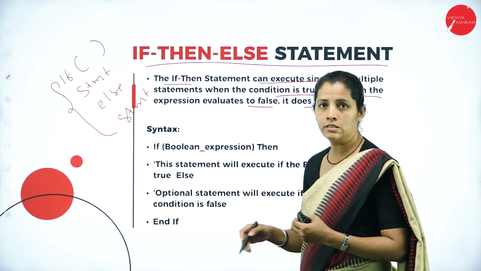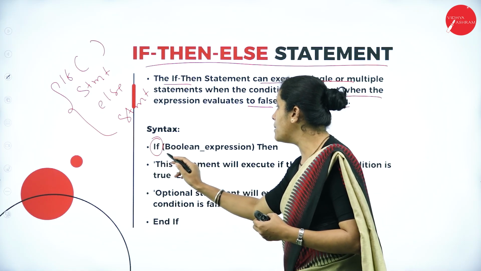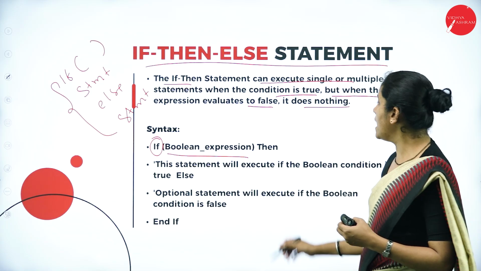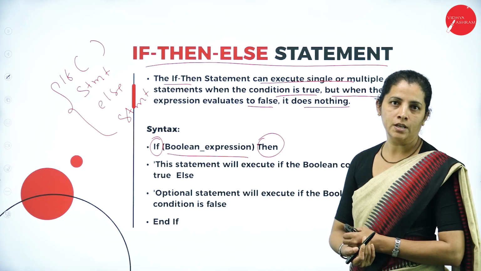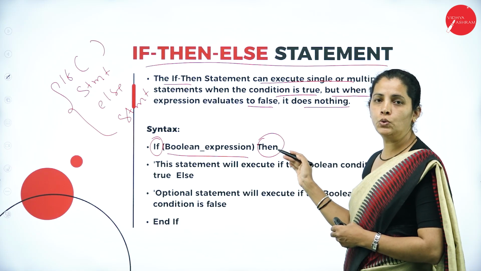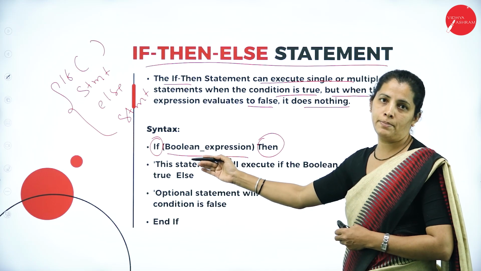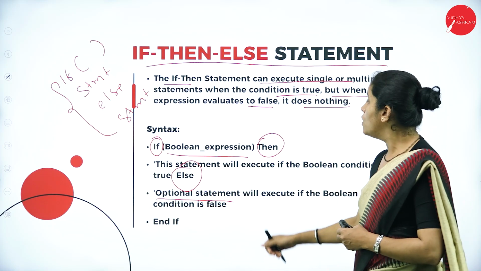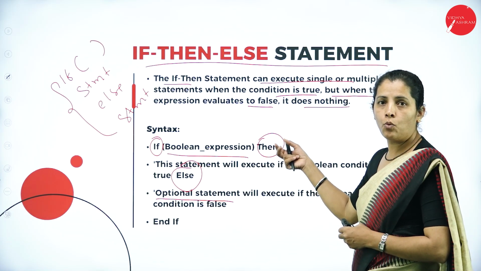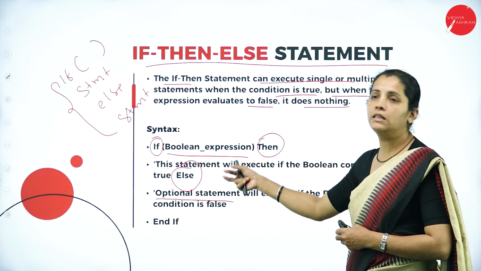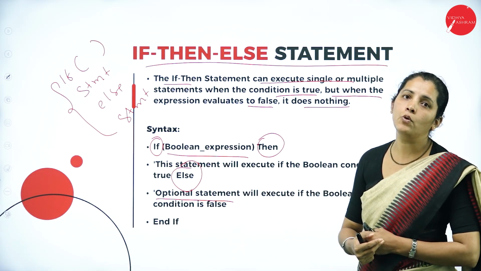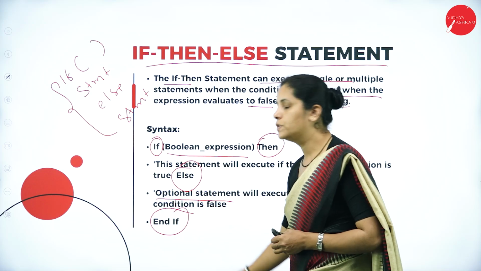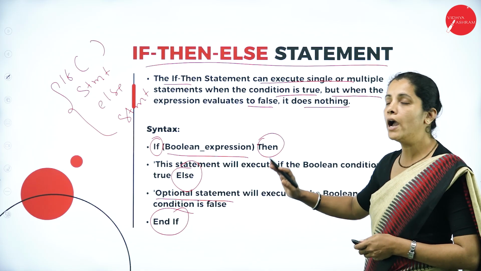So here I have the syntax, that is, if I'm going to have the condition, that's nothing but the Boolean expression, then I'm going to have the keyword. If the condition is true, what am I going to do? I'm going to have a set of statements, else optional statement. So if the condition is false, what I want to do should be written in the else part. Now how am I going to close the if else statement? That is end if.